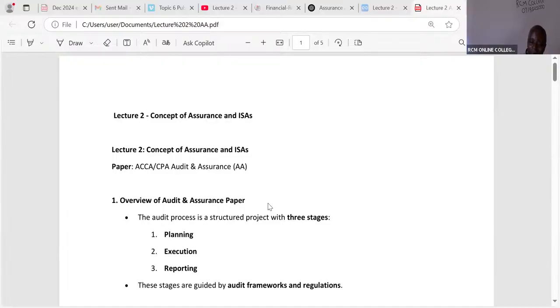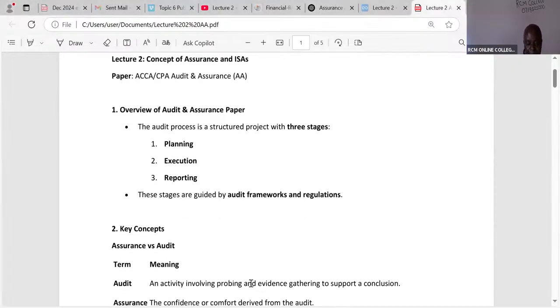But ladies and gentlemen, any audit that you are given has three basic steps. Of course, apart from those preambles, the etiquette issues in audit. For example, when I get an audit, I should be able to talk to the outgoing auditor. I can't just take an audit engagement without talking to the outgoing auditor. But the main thing is that this audit process is structured just like any project. There must be planning, there must be execution, and then there must be reporting. These stages are normally guided by audit frameworks and regulations that we shall discuss, along with the key concepts.